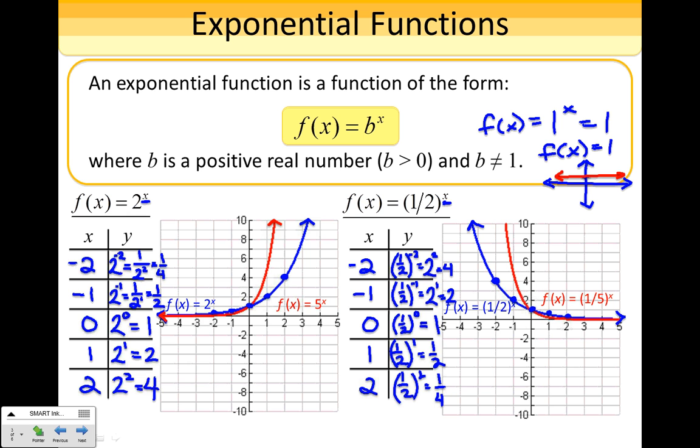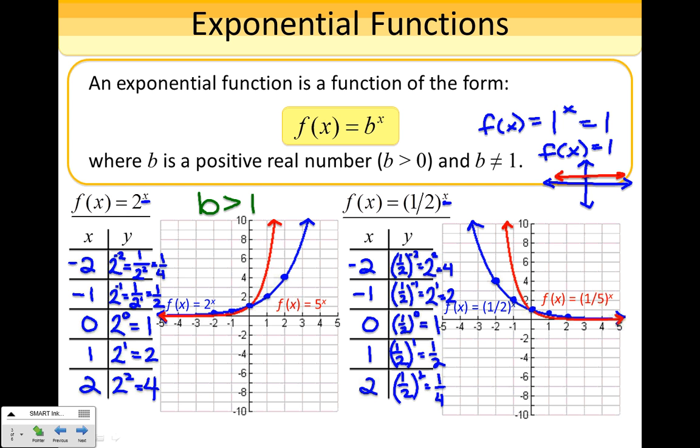All right, and there's another example. We have f of x equals 1/5 raised to the x. So these two graphs on the left, f of x equals 2 to the x and f of x equals 5 to the x. Both of those, the base is greater than 1. So in this case, we used a base that was greater than 1. 2 is greater than 1, 5 is greater than 1.